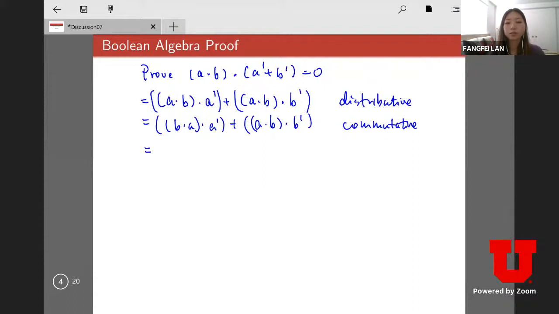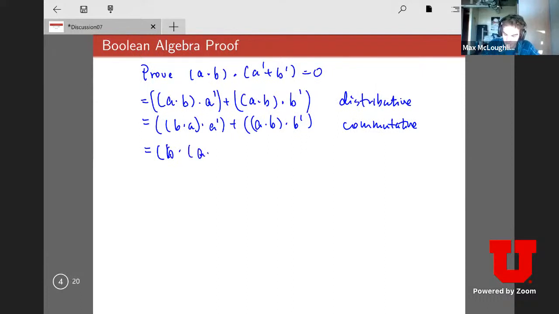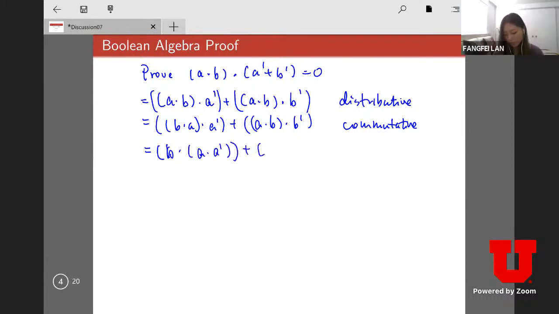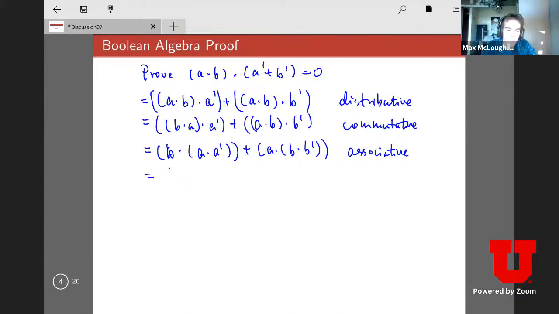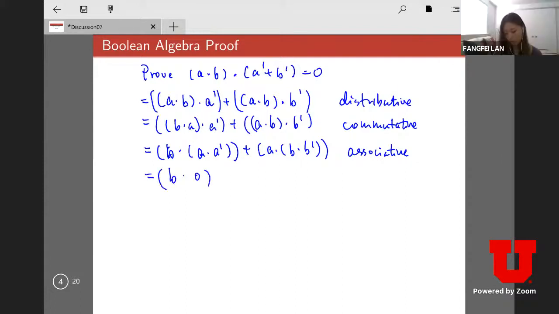What do we do now? Negation. Almost, very close. But first of all, we have to use associative, so basically move the parentheses around. And now, what is A times A complement? 0. Yes, exactly. So we have this, plus the same thing here. What rule did we use? That's negation again.